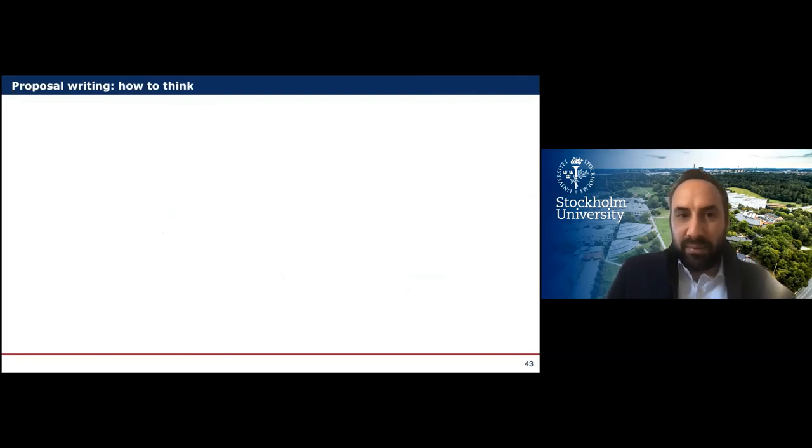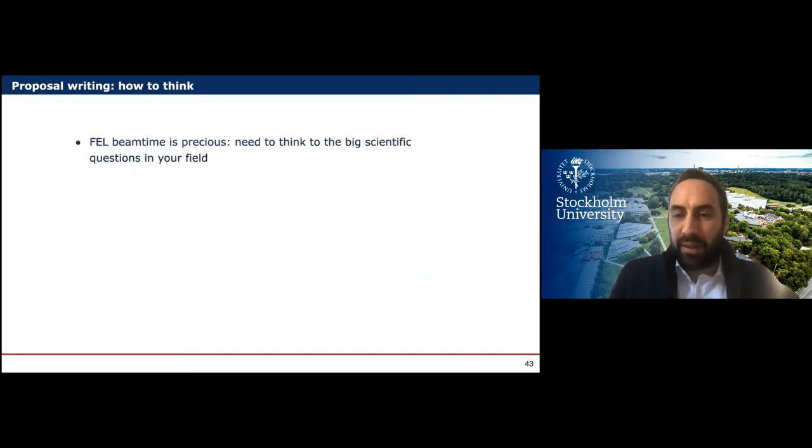The other thing that I think is important is how to think about this when you write such a proposal. As I said, the beam time is precious. The estimate for LCLS was that one beam time, about a week, so five shifts, costs the American taxpayers $1 million. So the US Department of Energy is giving any scientist there basically resources worth $1 million to do the experiment.